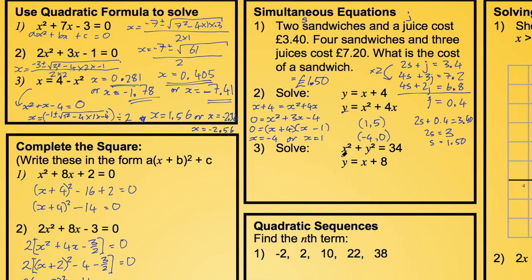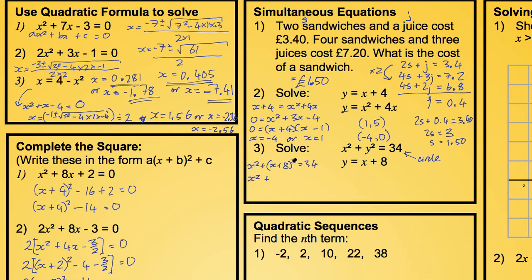And finally, solving, this is where a circle graph crosses a straight line graph. In order to do this one, I need to substitute the x plus 8 into this equation. So that gives me x squared plus (x plus 8) squared is 34. I've now got an equation that's just in x, so I can solve it.